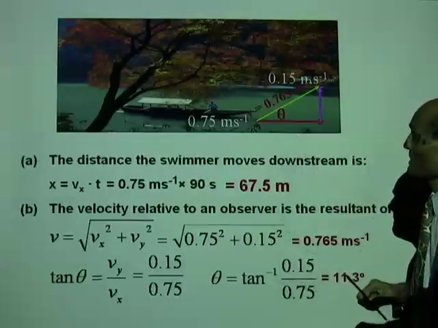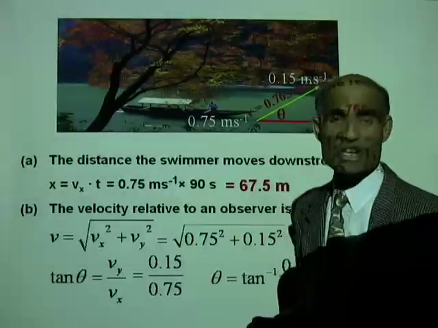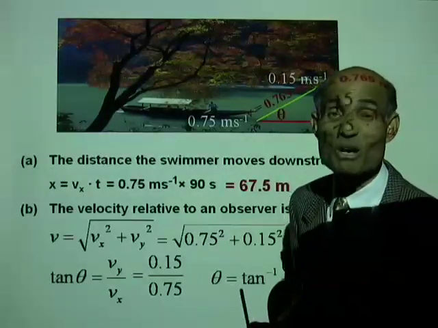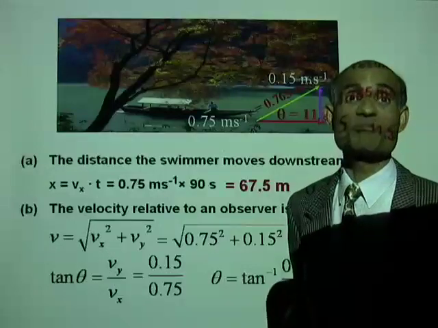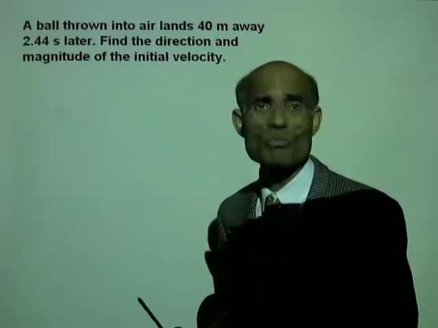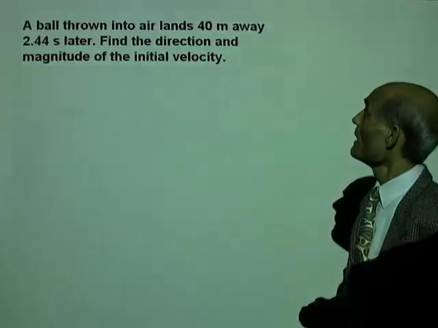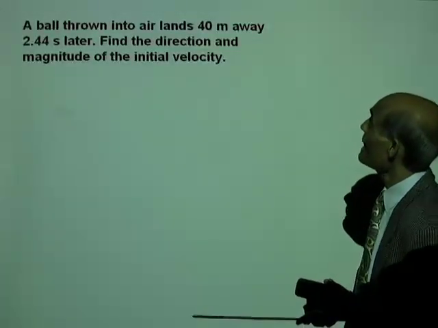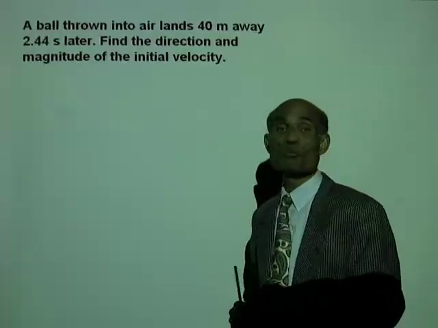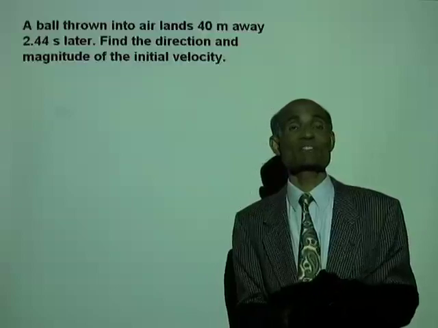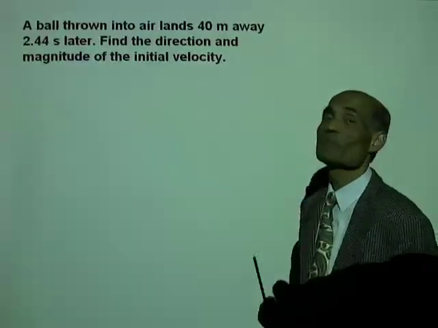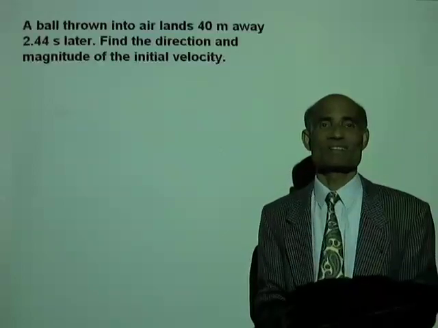That is the velocity. I think we did a number of representative problems from projectile motion and relative motion. Is that right? All right, let's look at one more problem. A ball thrown into the air lands 40 meters away 2.44 seconds later. Find the direction and magnitude of the initial velocity.